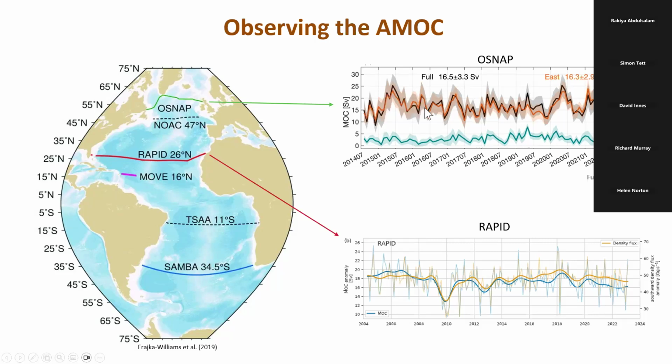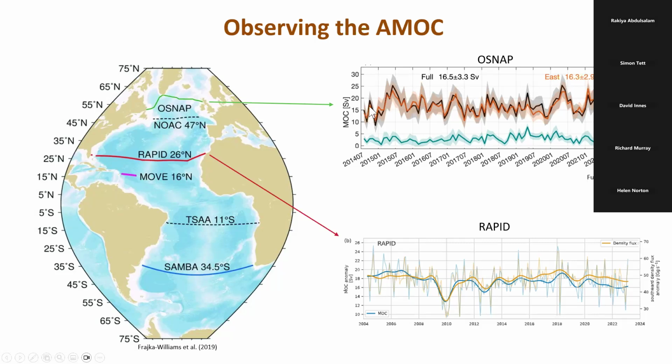The black line is the full overturning stream function, the full AMOC strength at OSNAP. Again, there's no significant trend. This is the 8-year time series at OSNAP. There's no significant trend, but we are starting to pick out signals which have been related to climate variability.